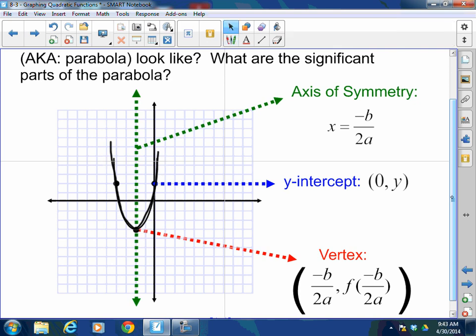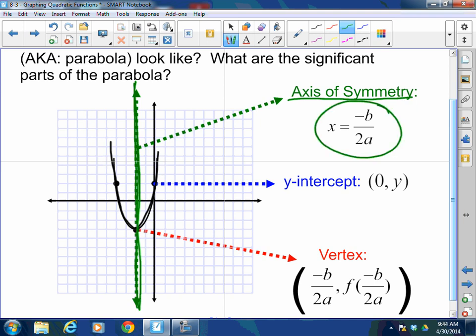That parabola gets cut into perfect half right here by this invisible line called the axis of symmetry. You find that axis of symmetry by using the formula x equals negative b over 2a. Or, if they give you the vertex, the x value of the vertex is also the axis of symmetry. The y-intercept. The y-intercept is the y value when x is 0.